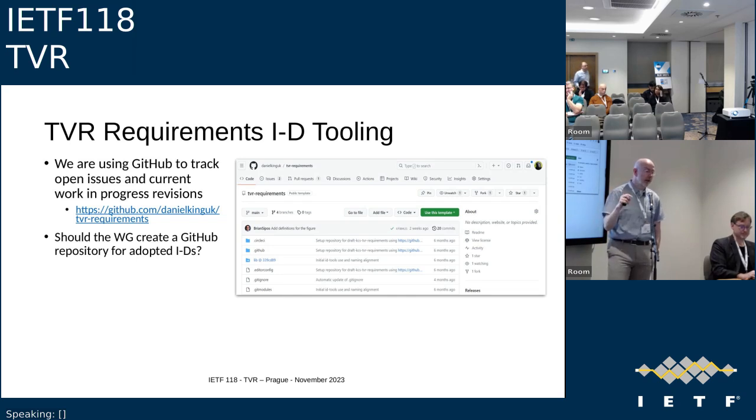But ideally, if the working group chairs are happy, we should have a GitHub TVR working group, and we can just move this repository directly across. Then if other working group documents also want to use GitHub, they're all located in the same space.